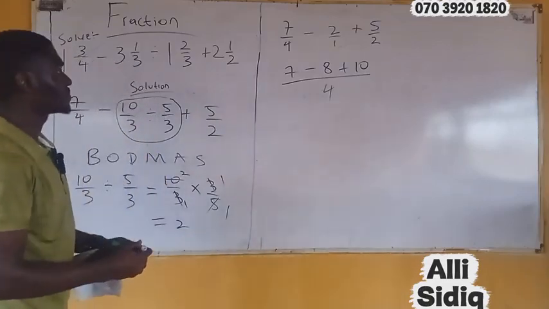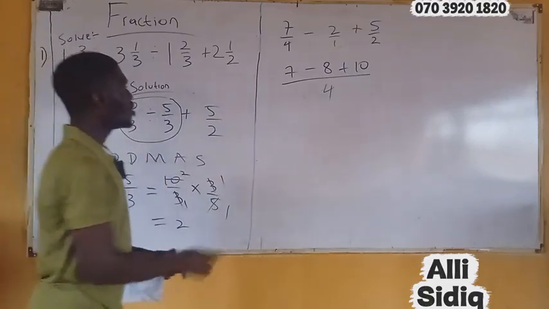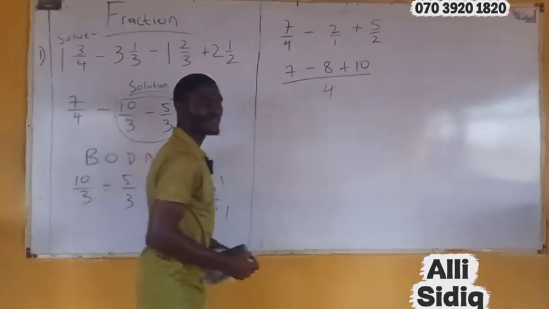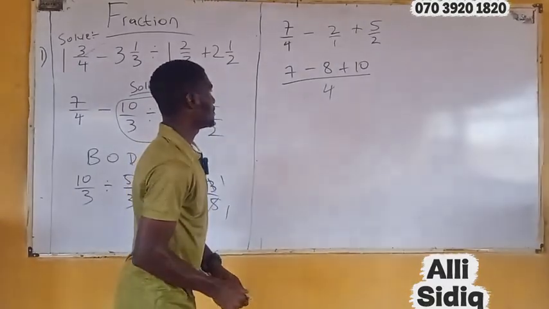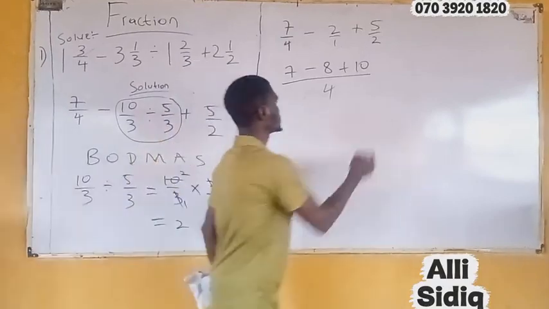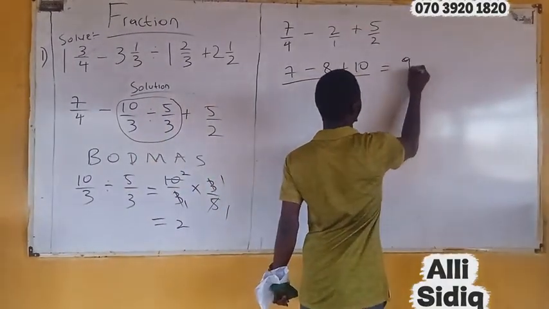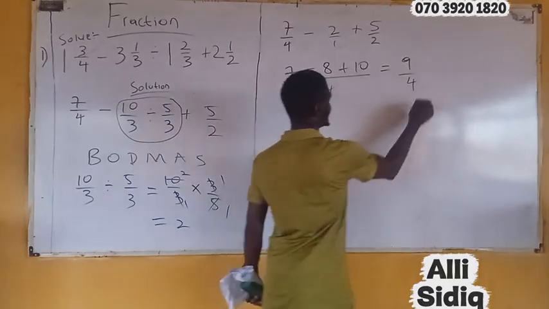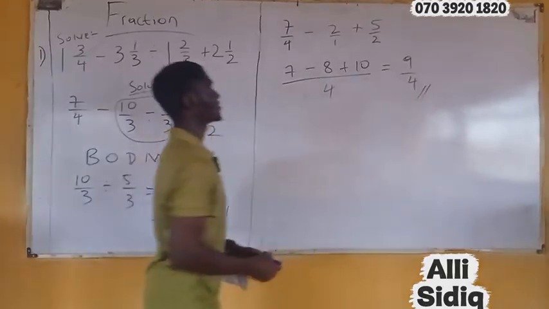So from here, plus 7 minus 8, I have minus 1. Minus 1 plus 10 gives me 9. 9 over 4. And this is my final answer.